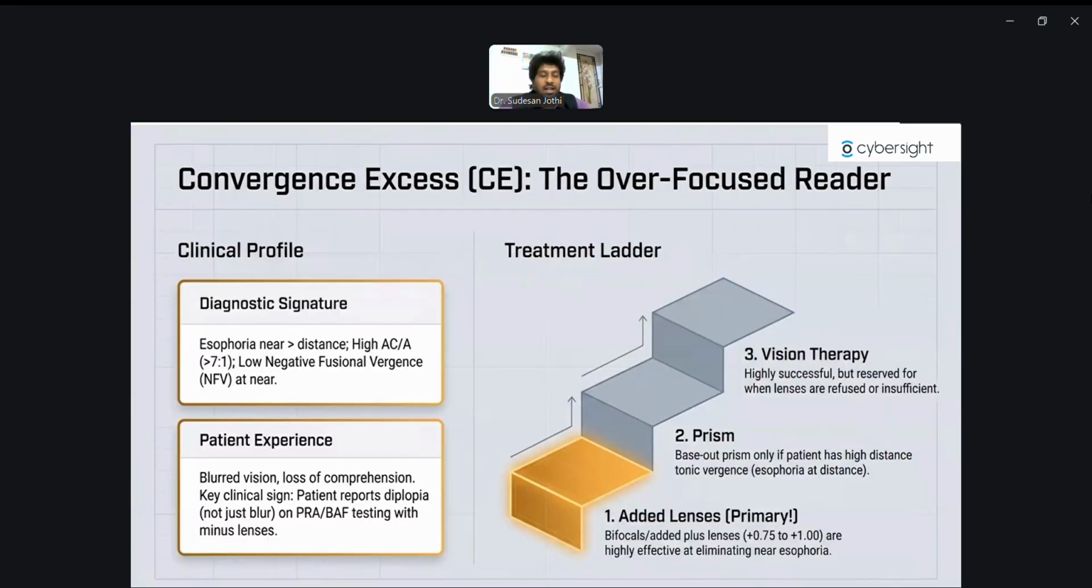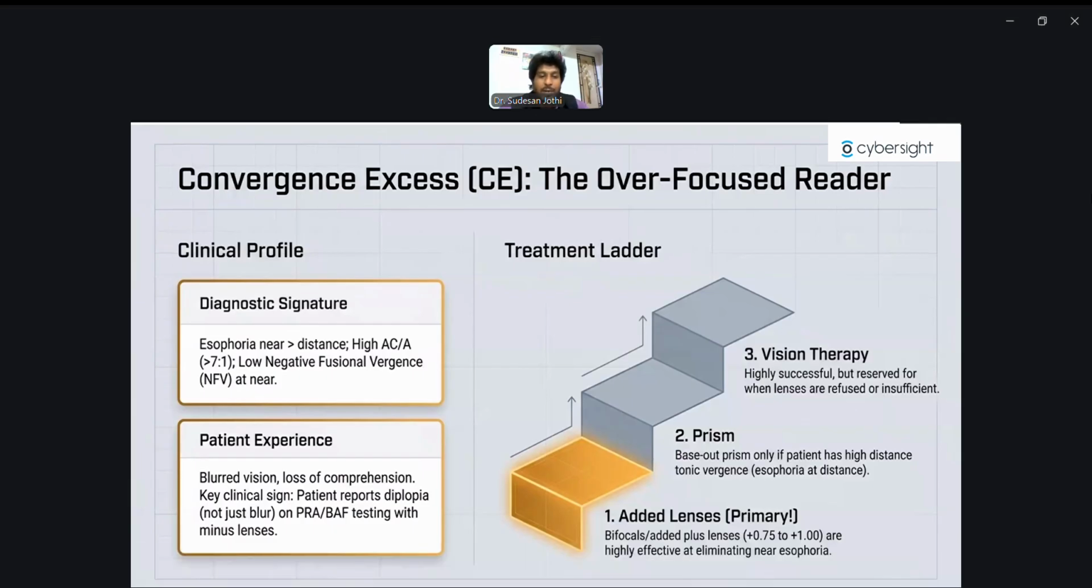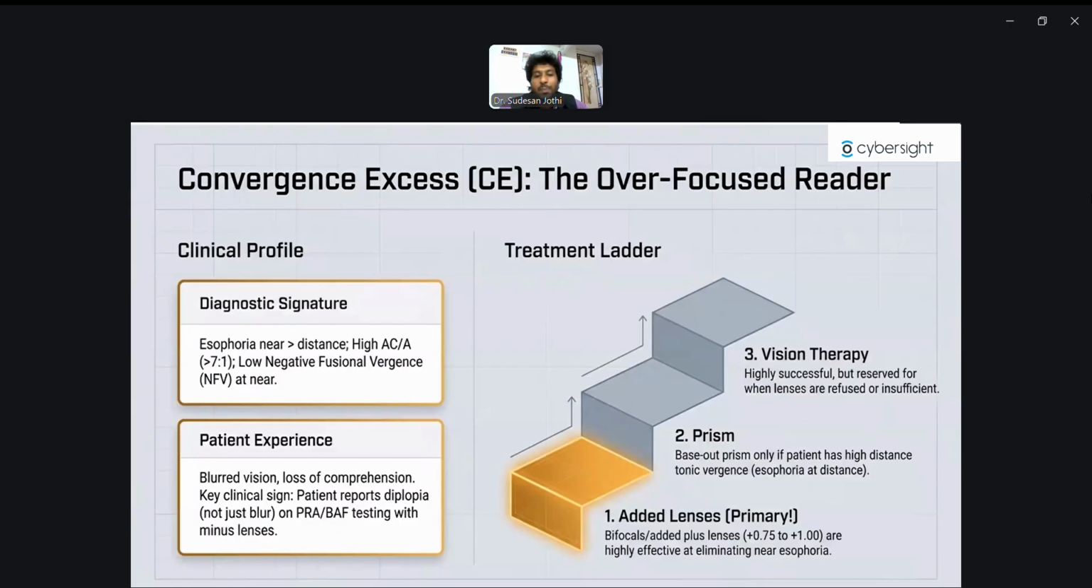And moving on to the next slide, convergence excess is characterized by normal distance alignment but excessive convergence during near work. These patients commonly present with near esophoria, and they have a reduced NFV, negative fusional vergences, and difficulty with minus lenses. The primary treatment here is a near plus addition, which relaxes the accommodation and reduces near phoria. Vision therapy is then often used to improve the divergence ability, while prisms are required only in selected cases.